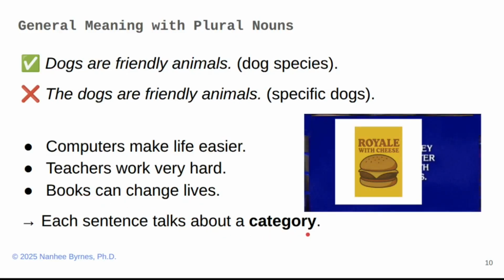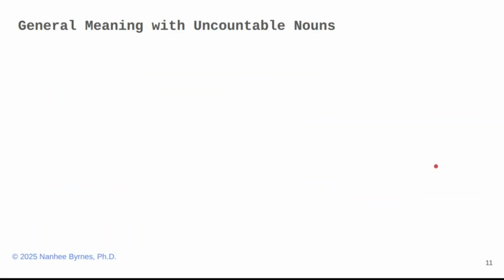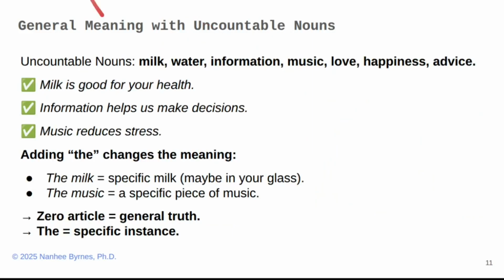Words like milk, water, information, music, love, happiness, and advice are uncountable. When you speak about them in general, you don't use an article. For instance, milk is good for your health. Information helps us make decisions. Music reduces stress. If you add the in these cases, the meaning changes.